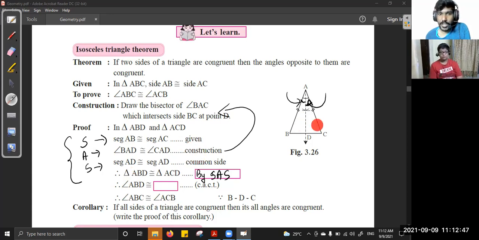Now, since these two triangles are congruent to each other, and as I said, corresponding sides of congruent triangles are congruent to each other, and corresponding angles are also congruent. So, angle ABD will be congruent to this angle, that is ACD.